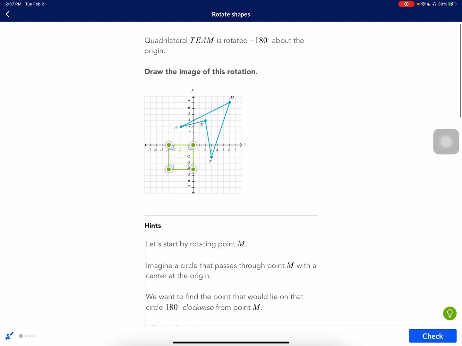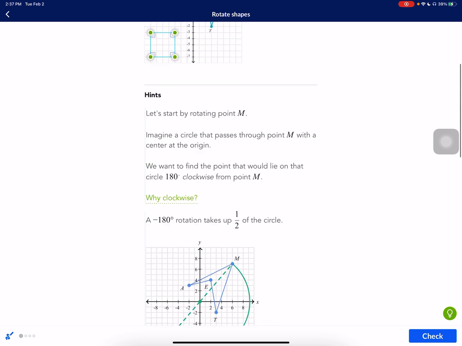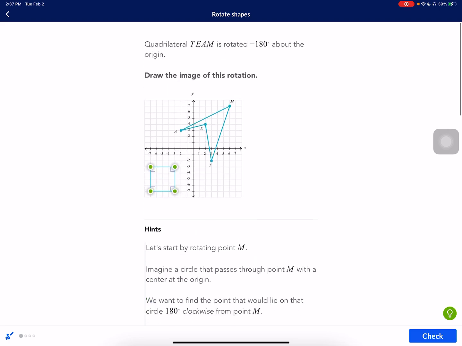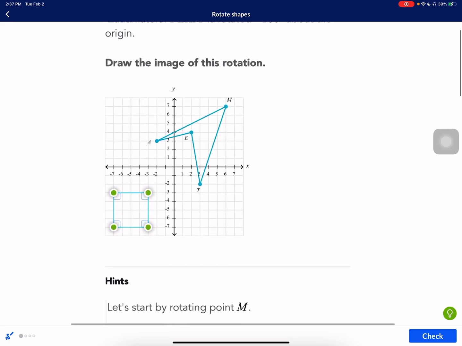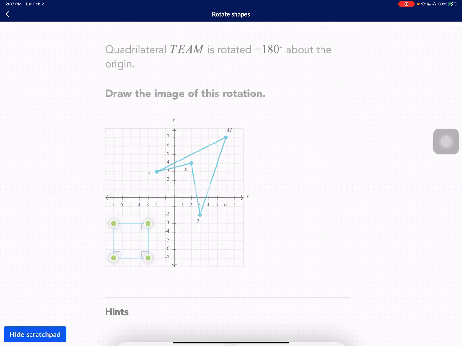So this image here, the TEAM, not the square I just clicked, but the funky little quadrilateral there, quadrilateral TEAM. You could sketch that and then try to rotate it about the origin, but I'm going to do my best to teach you how to do it on Khan Academy using just your little drawing tool and maybe taking notes on the side. Okay, and then we'll also go through their hints and talk about how they describe to do it so you kind of understand. So here's what I would do.